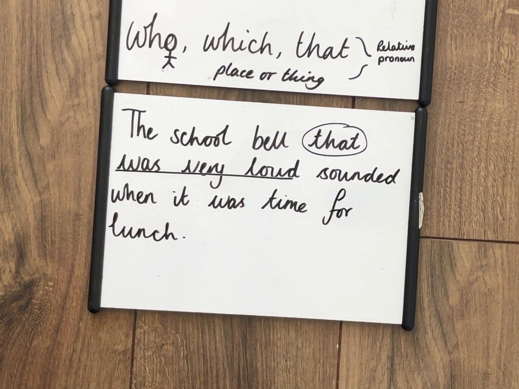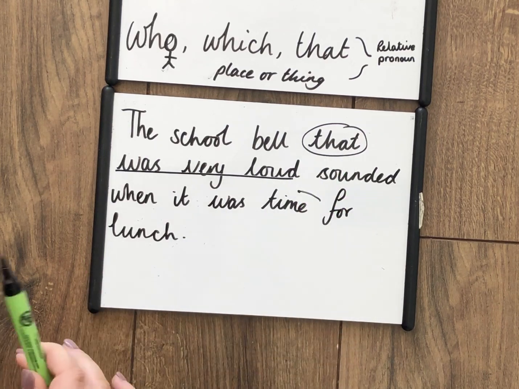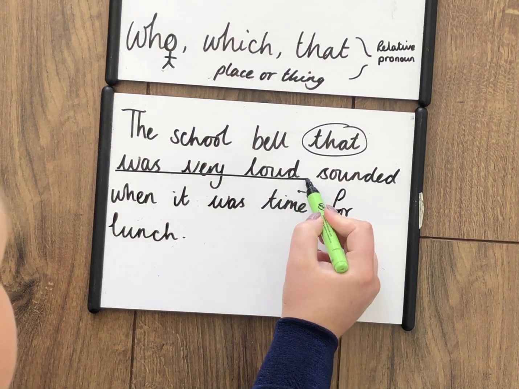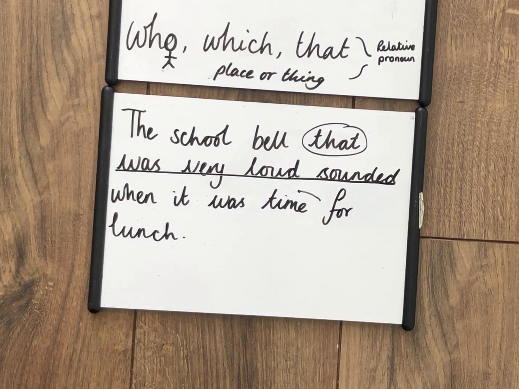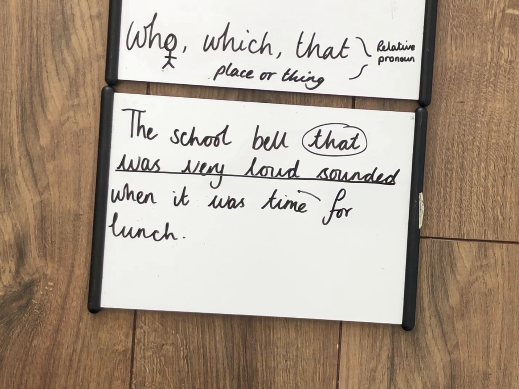So let's take that out and see if that makes sense. The school bell sounded when it was time for lunch, so we know that's correct. Obviously, if I make a mistake on purpose, so if we said that all of that was the relative clause, the school bell when it was time for lunch, we know that we're not right there because we can tell that that's not a full sentence. That sentence doesn't make sense.